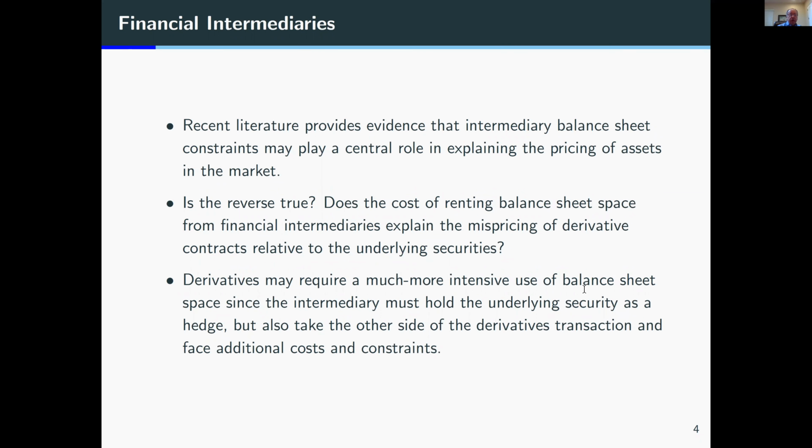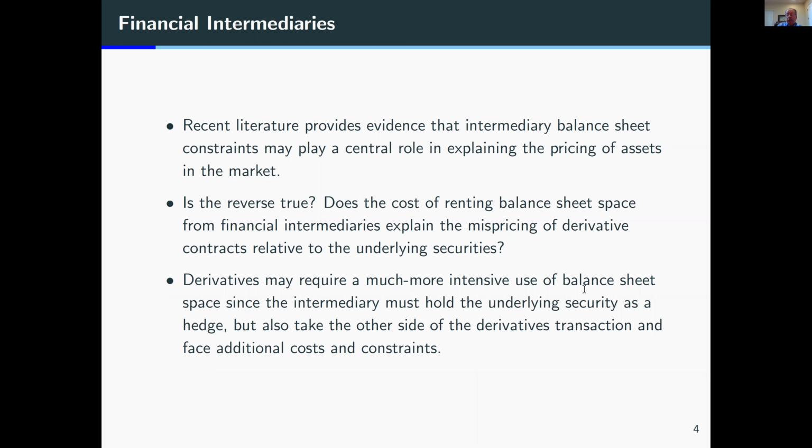Well, some clues in the literature. The recent literature on intermediary asset pricing is providing evidence that balance sheet constraints or capital constraints may play a central role in explaining the pricing of assets in other markets. So this paper is asking the reverse question. Is it possible that this might explain mispricing? Does the cost of renting balance sheet space from financial intermediaries maybe impact or lead to the relative mispricing of derivative contracts relative to the underlying securities?